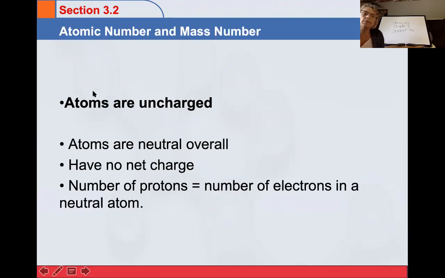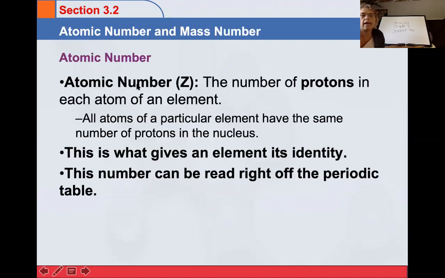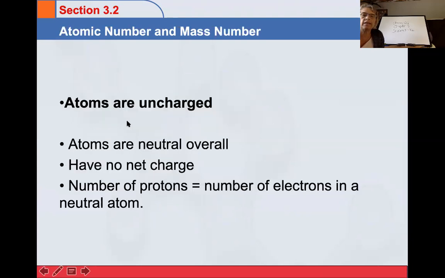So since atoms are neutral overall, they have no net charge, the number of protons in an atom is always equal to the number of electrons in an atom. So whatever number of protons an atom has, it's going to have exactly the same number of electrons because atoms are uncharged, and the number of protons, which are positive, is going to be equal to the number of electrons in that atom.